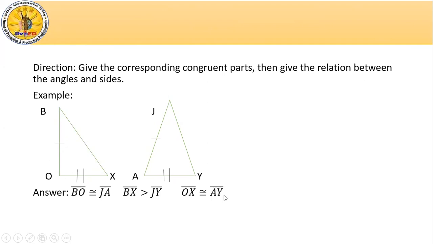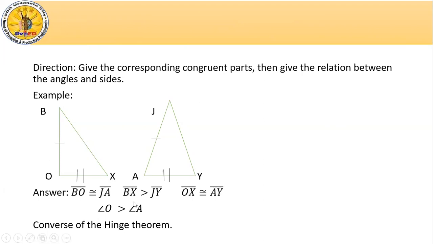Now, which theorem is related to this one? We have side BO congruent to side JA, OX congruent to AY, and BX is greater than JY. So therefore, if that is the case, since BX is longer than JY, the angle opposite BX is angle O, which is greater than the measure of angle A. Okay?